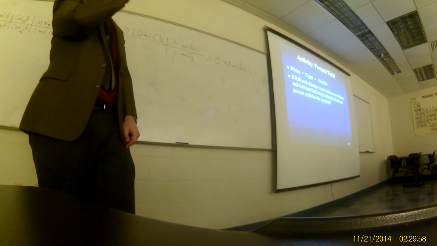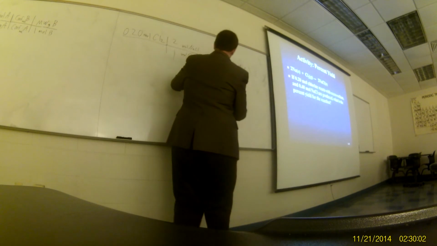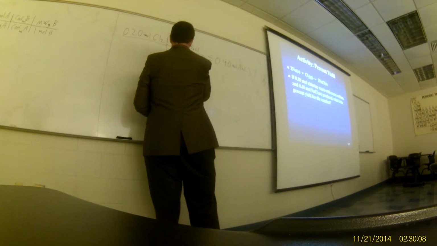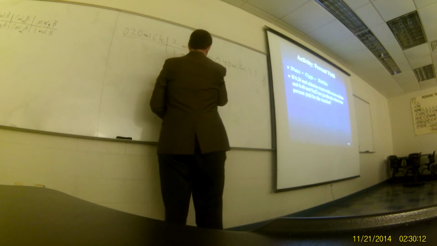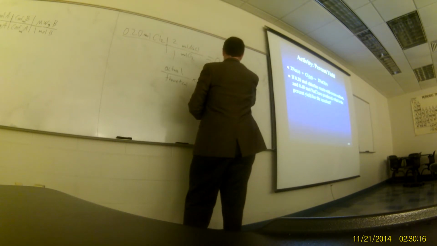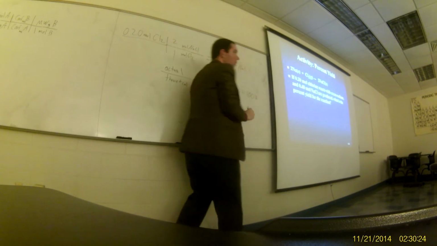In this case, it is 100%. My actual yield, it's actual divided by theoretical times 100. So in this case, the actual is 0.4. The theoretical is 0.4 times 100 is 100%.